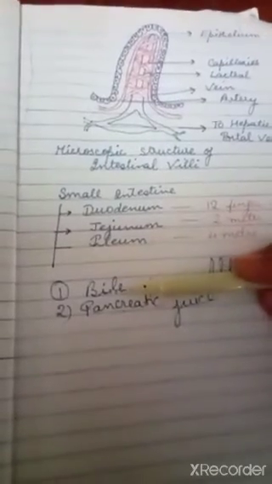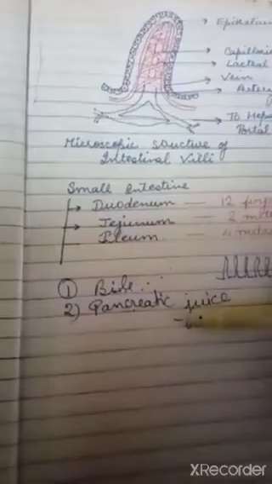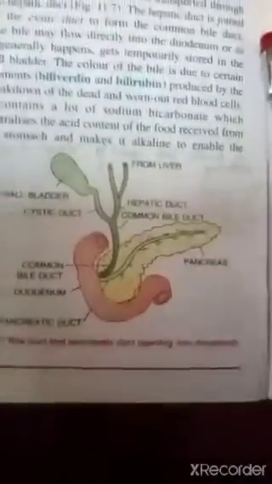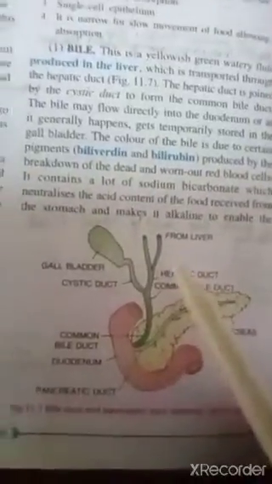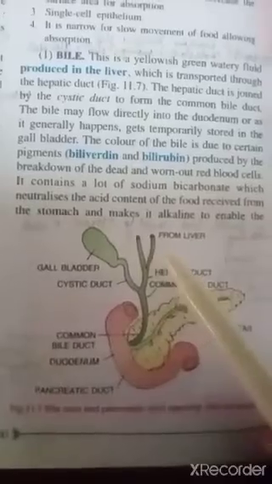And the small intestine mainly receives two juices, that is bile and pancreatic juice. So we will study about bile. Students, as you can see in this diagram, bile is a yellowish green watery fluid produced in the liver.